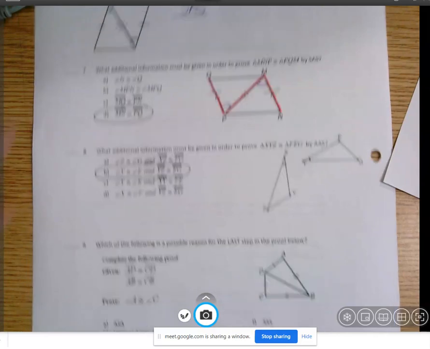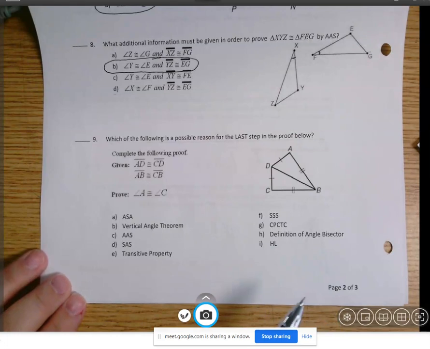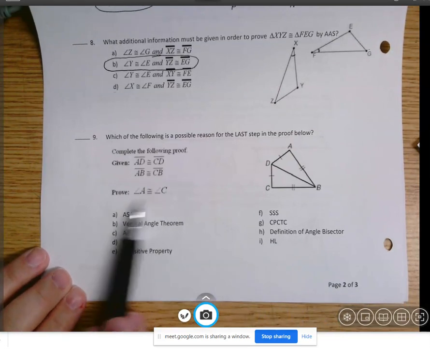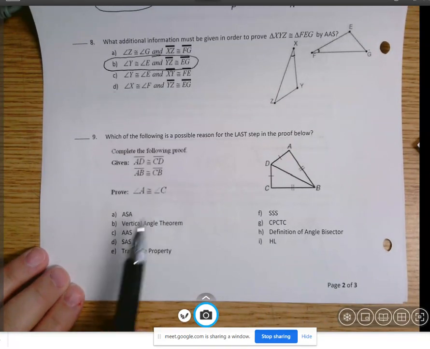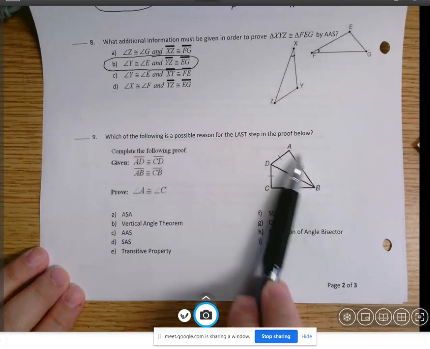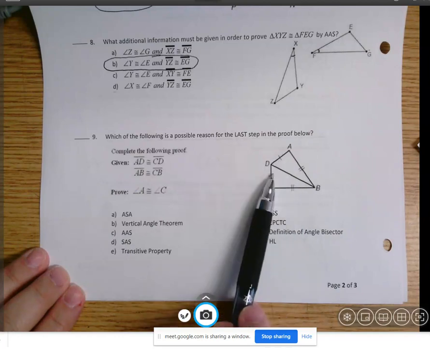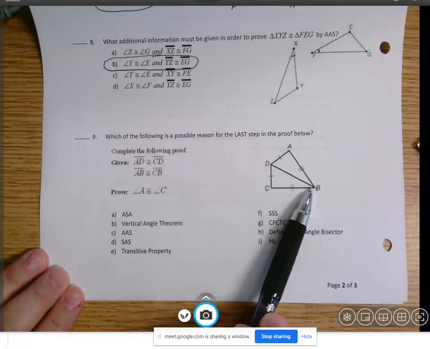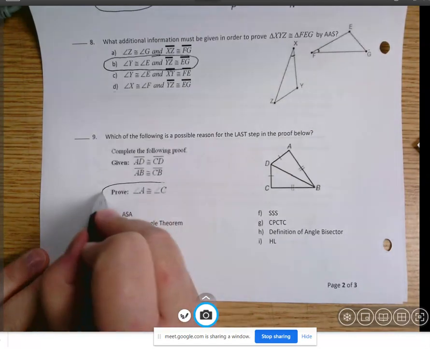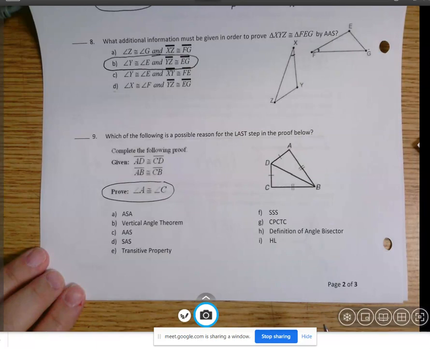Okay, number 9, it was sort of a big picture situation problem. The reason I chose this problem was because what I wanted you to see is it looks like these triangles are almost proven congruent. We're pretty close. We have two pairs of sides and then we have a shared side. So I could probably prove that those triangles are congruent by side, side, side. But you're not being asked to prove the triangles are congruent.